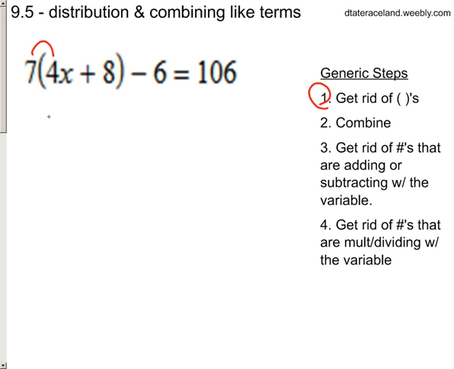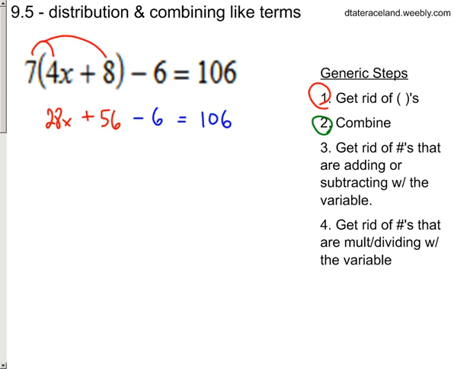7 times 4x is 28x, and 7 times 8 is positive 56. All right, plus 56. That got rid of all of this, and so that got rid of our parentheses. Now I can just pull down whatever else was not used, and I can focus on what happens next.